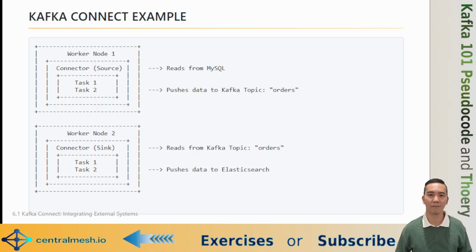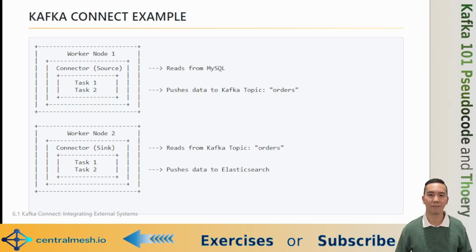Moving large amounts of data with just one process would be slow. That's why each connector can spin up multiple tasks to divide the work. So instead of having one process reading the entire MySQL database, we can run several tasks in parallel, each handling a portion of the data. The same happens on the Elasticsearch side, where multiple tasks write data at the same time, making the whole process much faster.